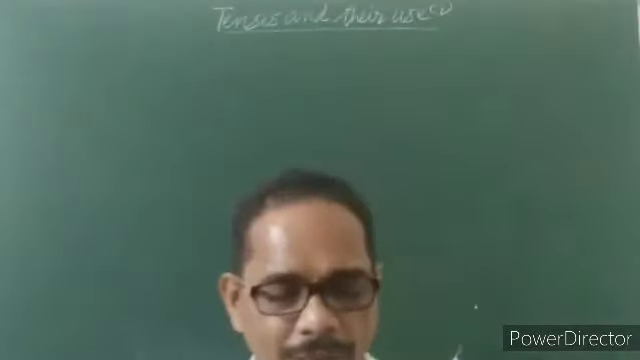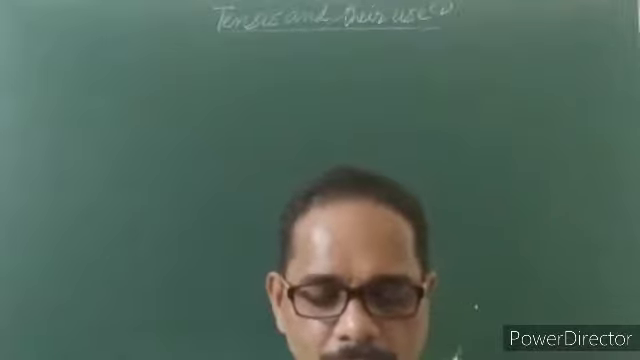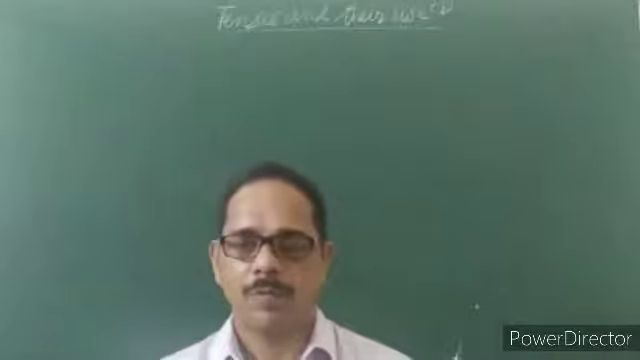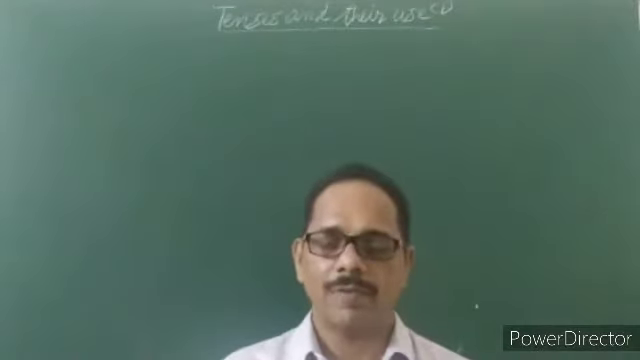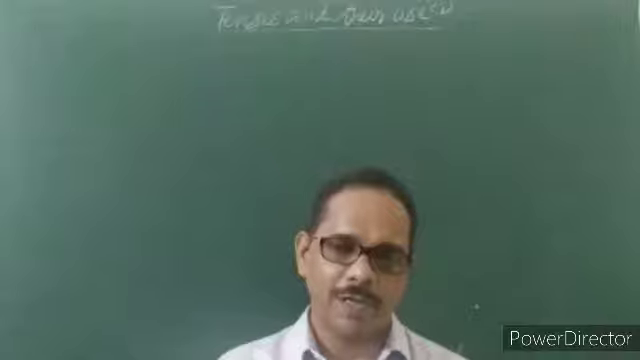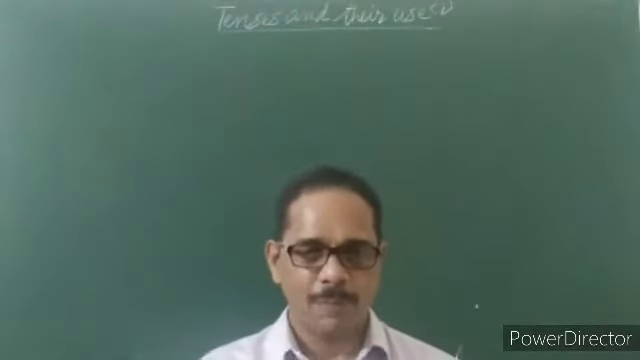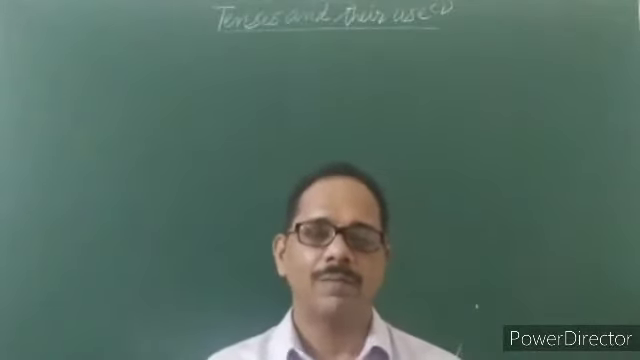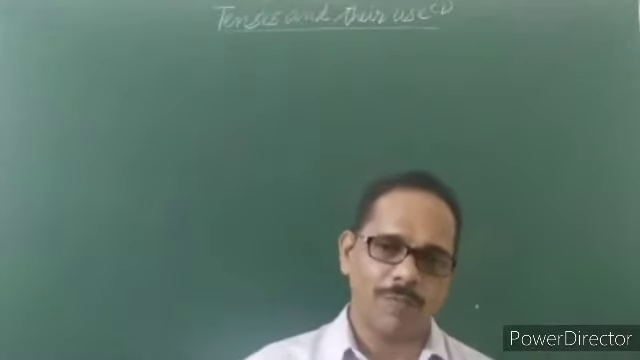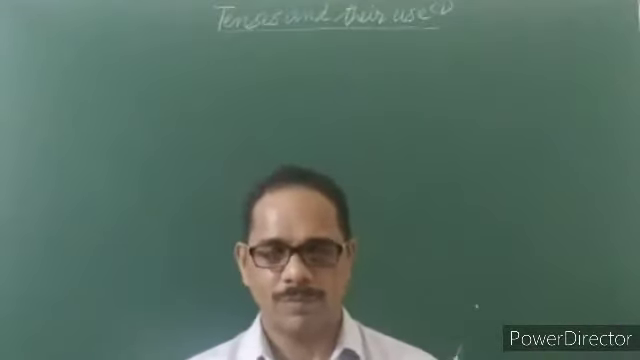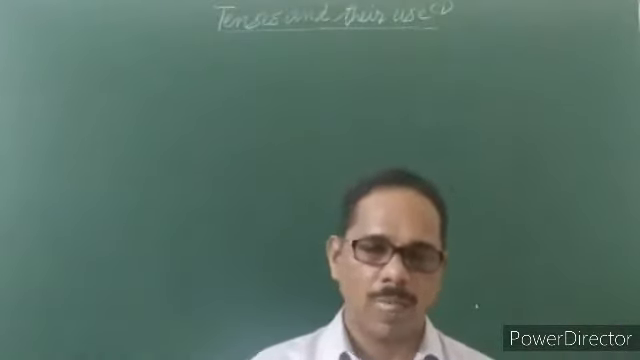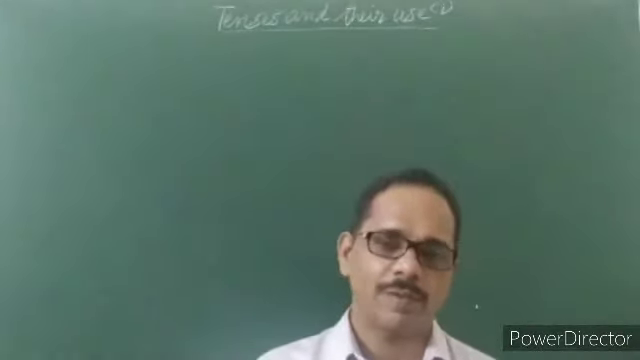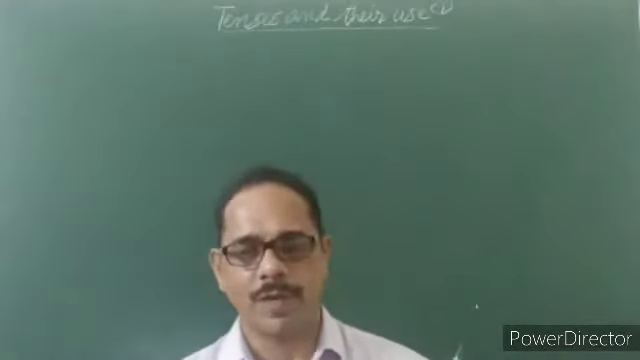So if you are taking the present tense, then you have simple present, present continuous, present perfect and present perfect continuous. If you are taking past, you have past simple, past continuous, past perfect and past perfect continuous. Same with future tense. You have simple future, future continuous, future perfect and future perfect continuous.